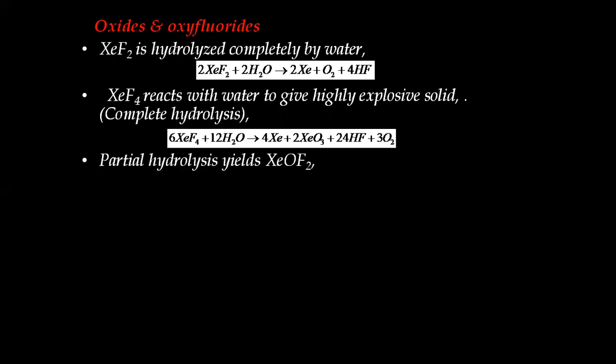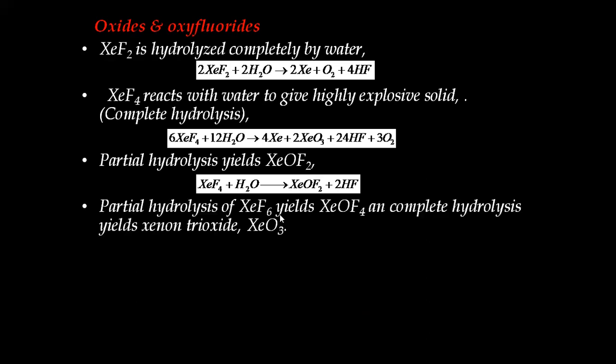When you go for partial hydrolysis, it will not remove all the fluoride of the xenon fluoride; it will remove a few and a few will be left. Like in XeF2, when you react with water, one oxygen will replace two of the fluorides. As a result, you get XeOF2 and 2HF. So oxygen also and fluoride also. That is what we call oxyfluorides.